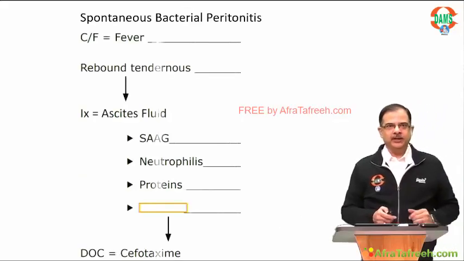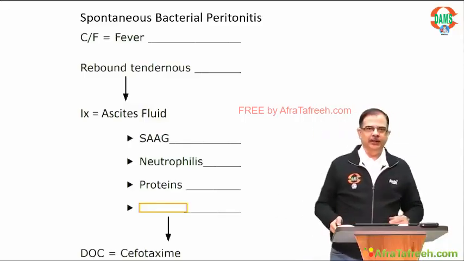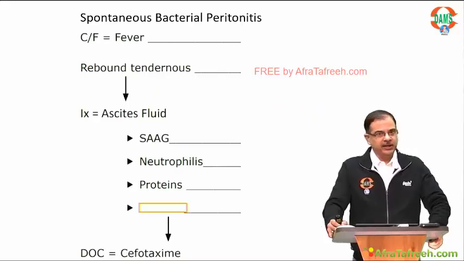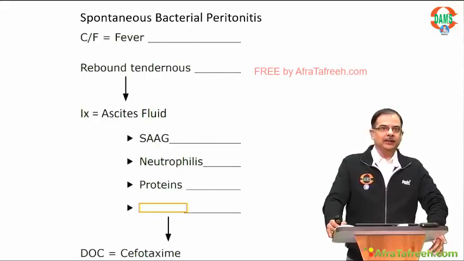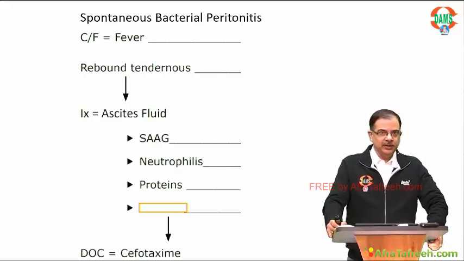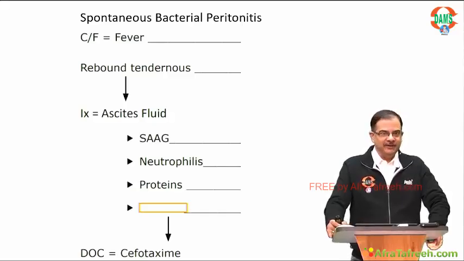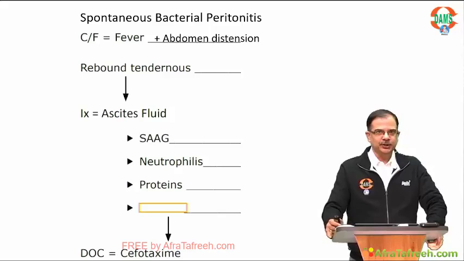So the patient has spontaneous bacterial peritonitis. We will recognize it clinically. The patient will give a history of fever. The patient has cirrhosis in the background, and without any intervention, without any surgical process, has developed spontaneous infection of the peritoneum. So fever will be there and the patient will complain of abdominal distension.